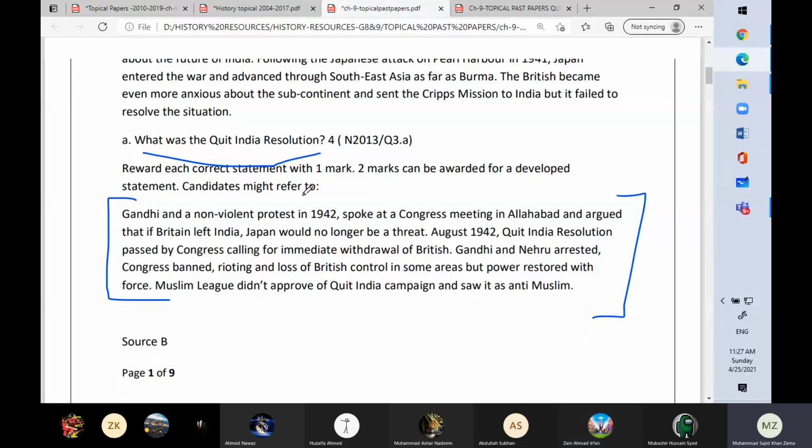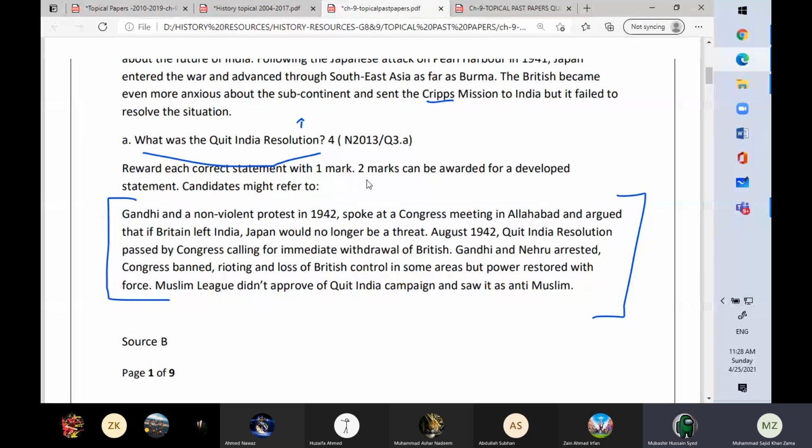Okay, boys, see here, Quit India Resolution or Movement. First of all, you should know that this started when Indians rejected the Cripps Mission. The Cripps Mission came to India in 1942 and offered Indians dominion status at the end of the war, with a new constituent assembly entirely Indian, able to frame their own constitution, meaning internally independent but still part of the empire. This proposal was rejected, and Congress passed the Quit India Resolution and started the movement.